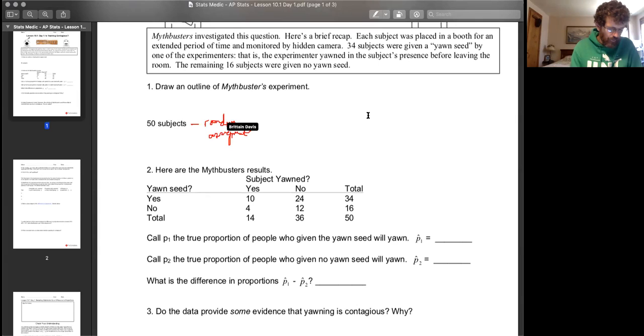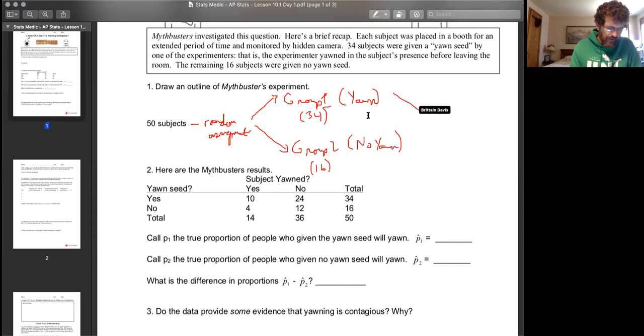It turns out you don't have the numbers, so I'll just go ahead and give them to you. There were 2 groups, group 1 and group 2. And there were 34 that ended up in group 1 and 16 that ended up in group 2. And it was 34 who were given the yawn seed. So I'll just put yawn right here, and then I'll put no yawn.